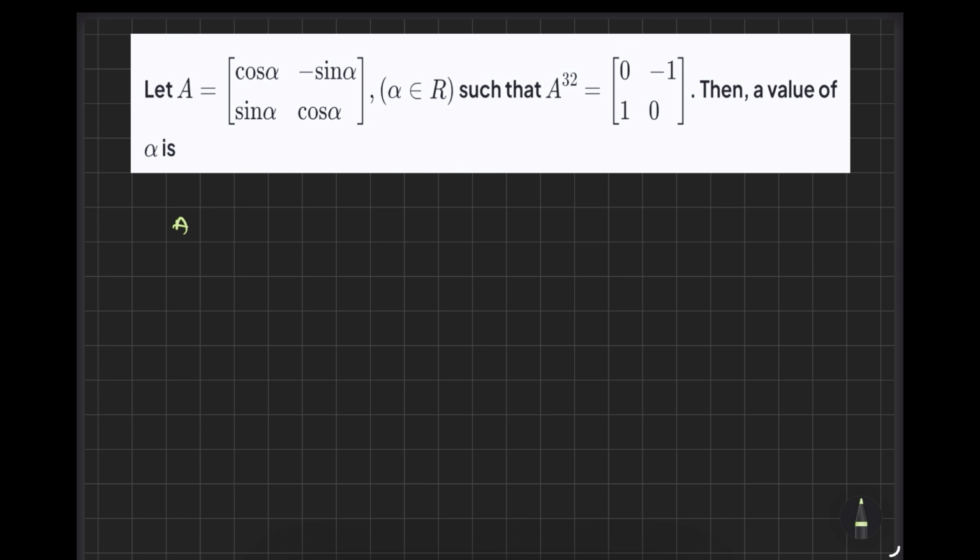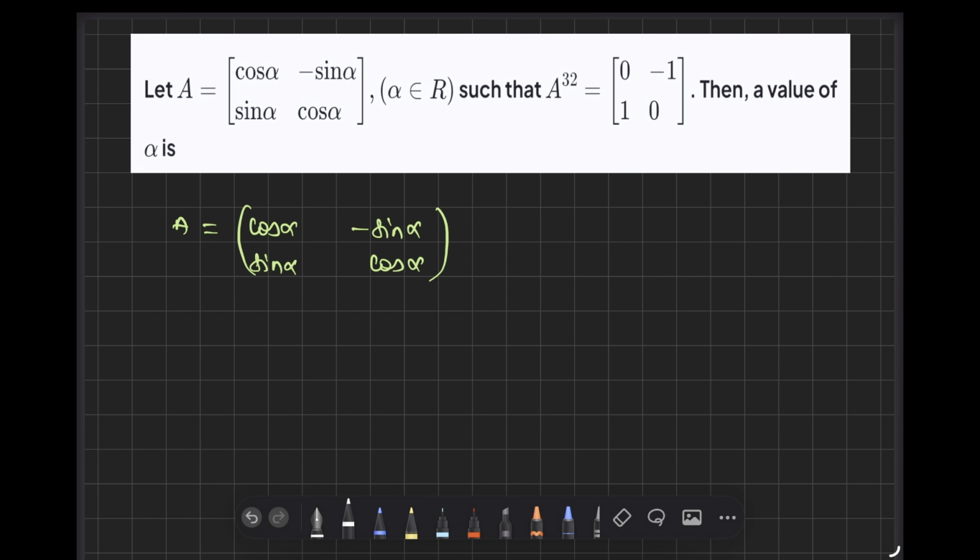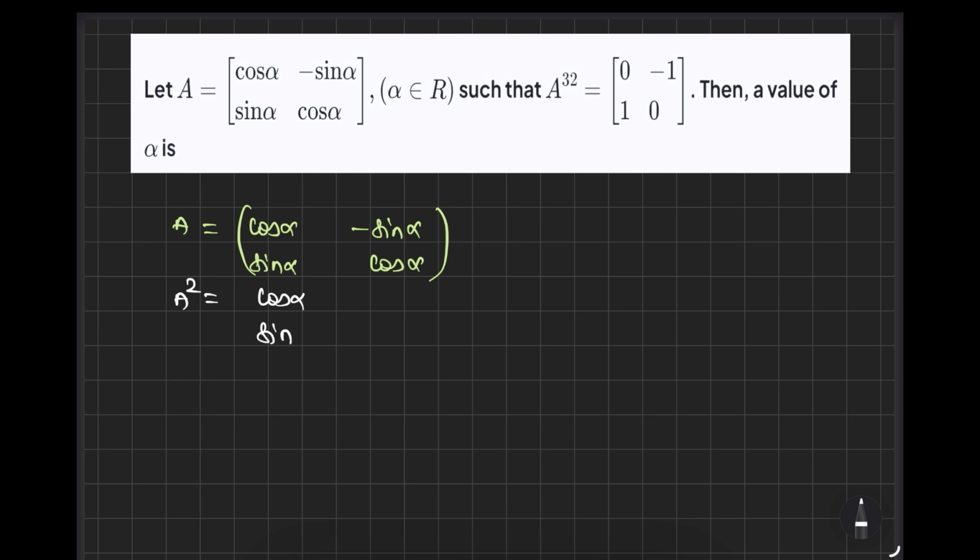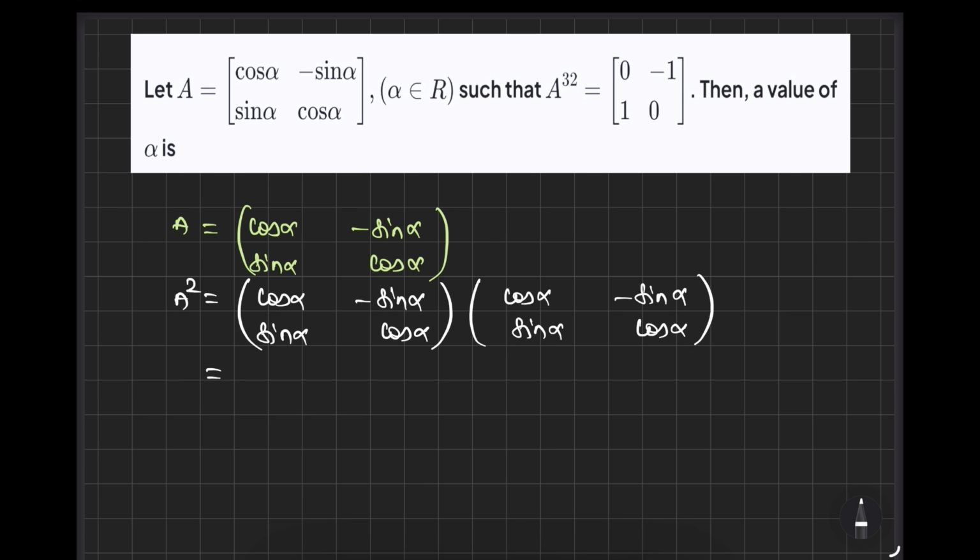You guys are aware that A is cos alpha, minus sin alpha, sin alpha, cos alpha. So try to find out A square. Who is A square? A into A. So cos alpha, minus sin alpha, sin alpha, cos alpha, and then cos, minus sin, sin, cos. Okay, let's multiply. So to get this element, it is a11.